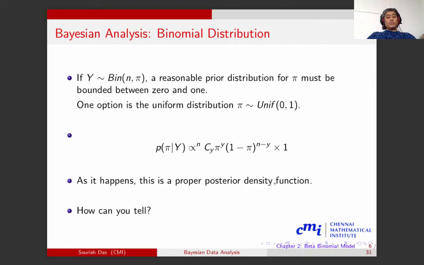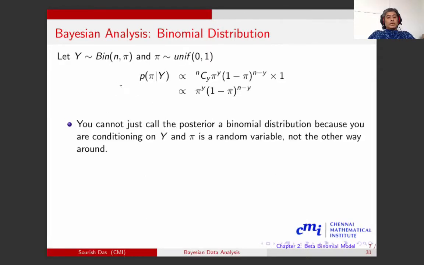The question is, how can you say so? Let us try to solve this problem. Suppose Y follows binomial n, pi, and pi follows uniform 0, 1. The posterior, up to proportionality, can be written as pi to the power y, 1 minus pi to the power n minus y. The n choose y will behave as a constant, so it is not going to affect anything except the normalizing constant. So we can simply write it in this way.